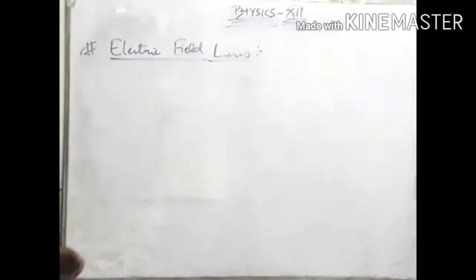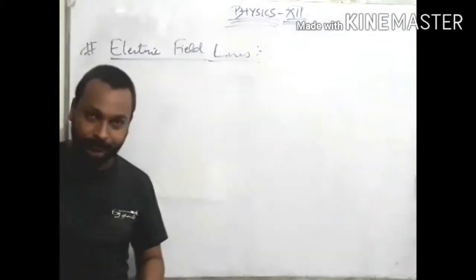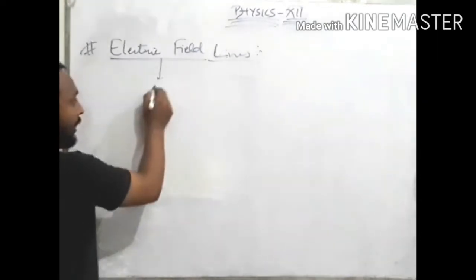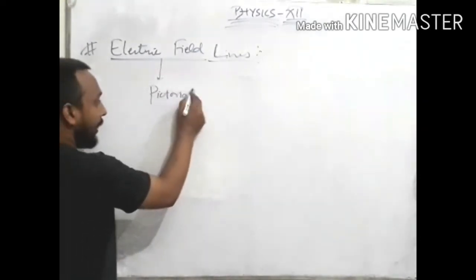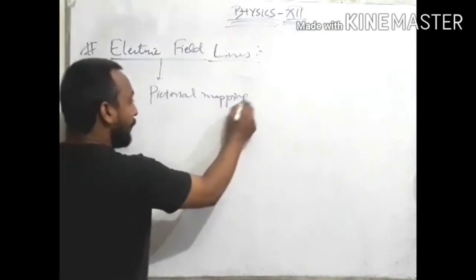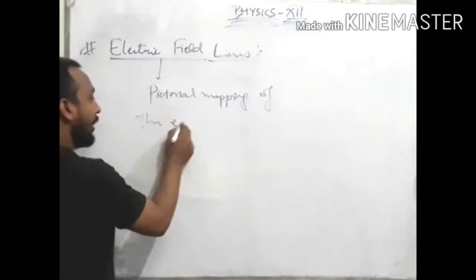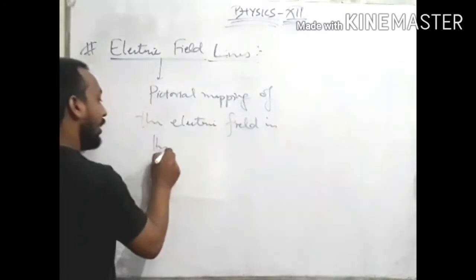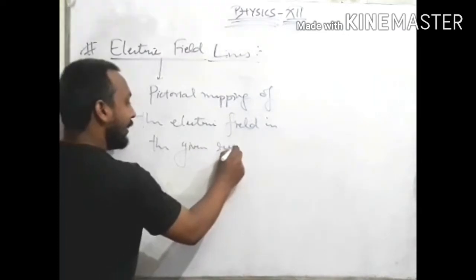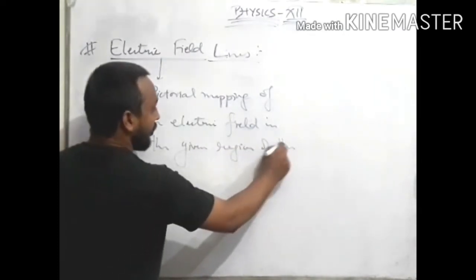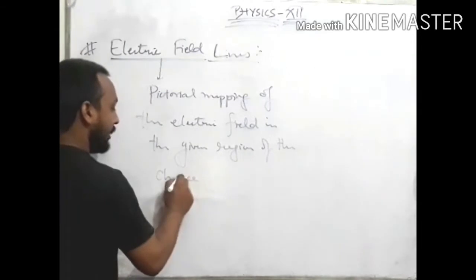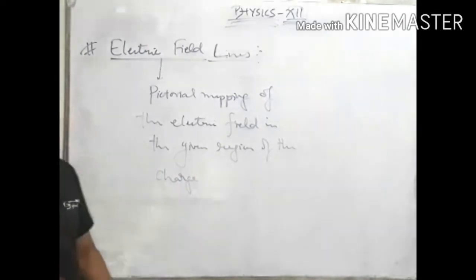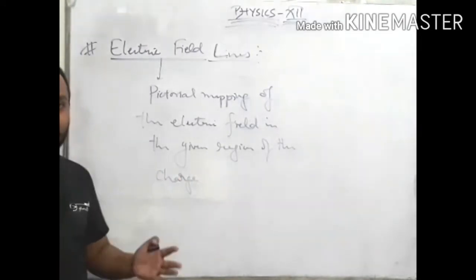Now, what is an electric field line? The first question that arises is, what is an electric field line? Actually, the electric field line is the pictorial mapping of the electric field in the given region of the charge. This is pictorial mapping and nothing else. It just represents the picture of the electric field around a charge.